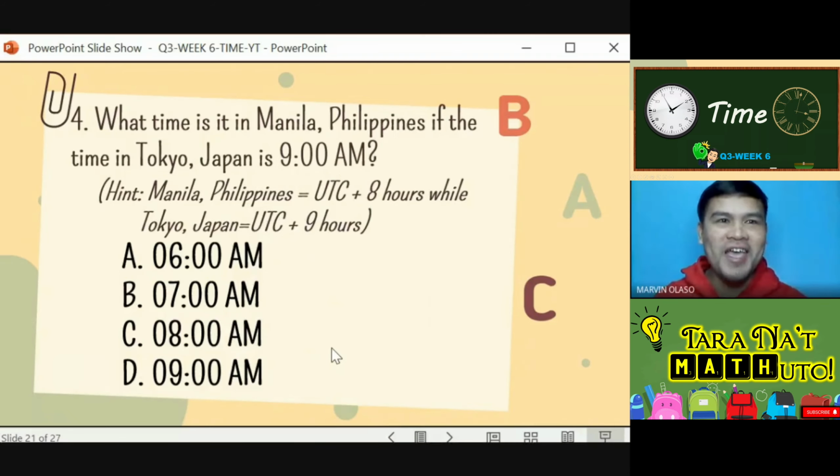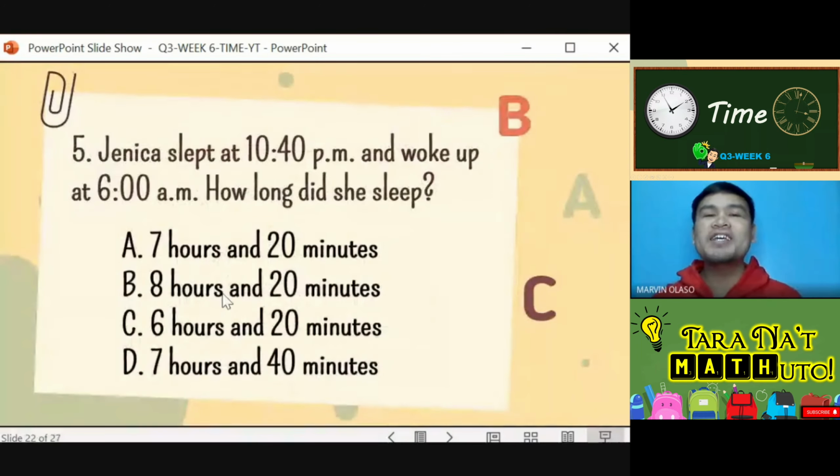And for number 5, Jenica slept at 10:40 p.m. and woke up at 6 o'clock a.m. How long did she sleep? A. 7 hours and 20 minutes. B. 8 hours and 20 minutes. C. 6 hours and 20 minutes. D. 7 hours and 40 minutes.